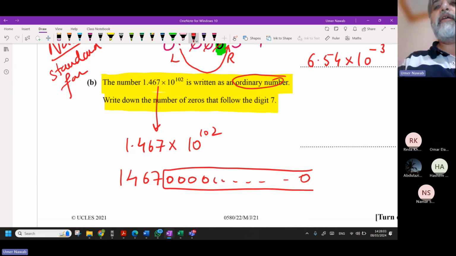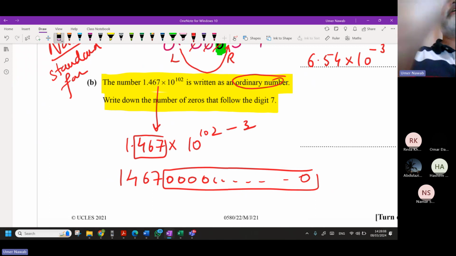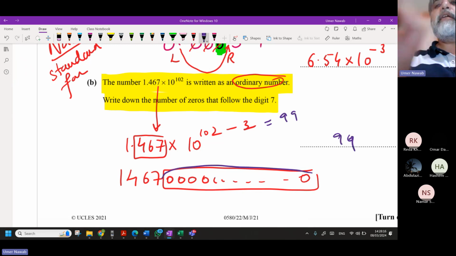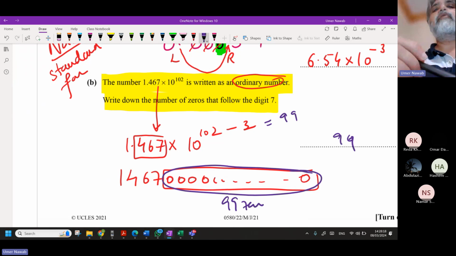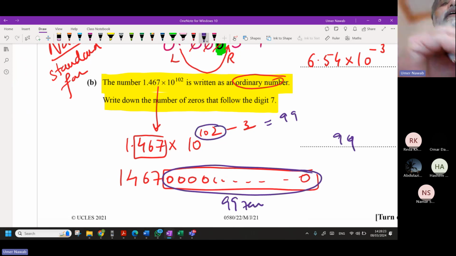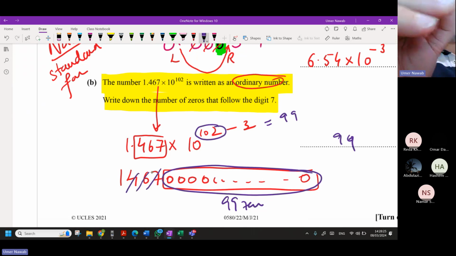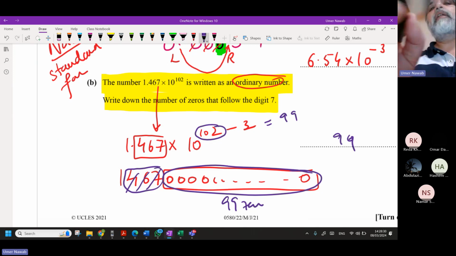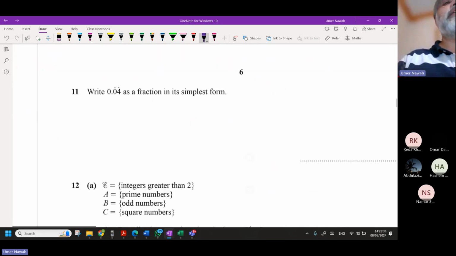How many zeros should you write? You need to subtract 3. So 102 minus 3 will give you, guys, what? It will give you 99 zeros. These are 99 zeros I have to write after 7, because 3 zeros will be covered in moving the decimal from 4 till 7. Then after 7, the number of zeros is 102 minus 3, which is 99 zeros. Let's go to the next question.